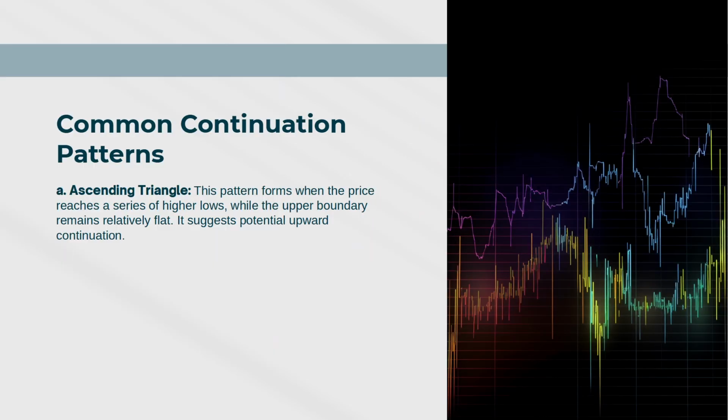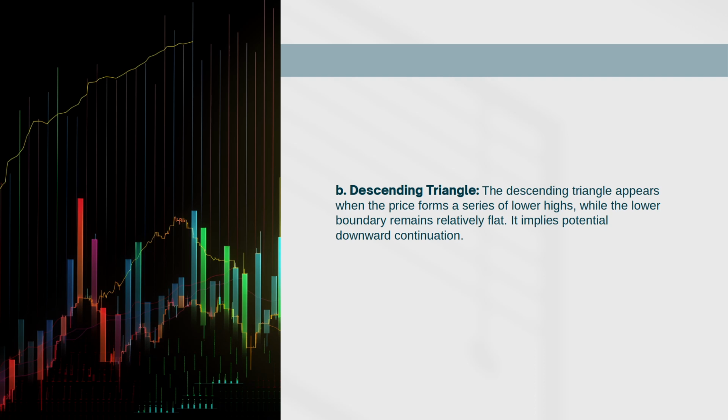Common continuation patterns. Ascending triangle. This pattern forms when the price reaches a series of higher lows, while the upper boundary remains relatively flat. It suggests potential upward continuation. Descending triangle. The descending triangle appears when the price forms a series of lower highs, while the lower boundary remains relatively flat. It implies potential downward continuation.